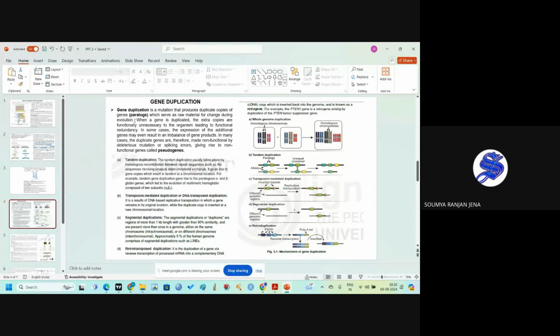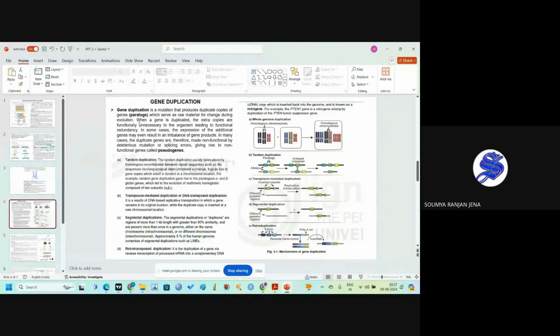Suppose there is excessive Y protein, then this gene is duplicated, and this X gene gives rise to one Y protein, then another duplication of this X gene gives rise to Y protein. This excessive Y protein isn't required for our body. For this, the evolutionary changes give rise to the complexity or evolution of new species.